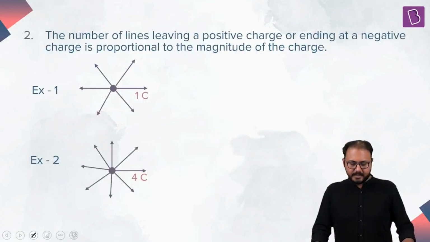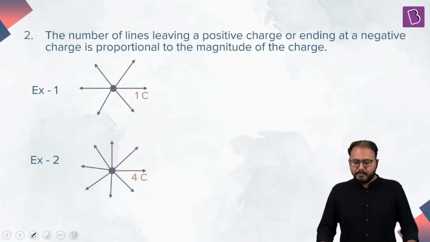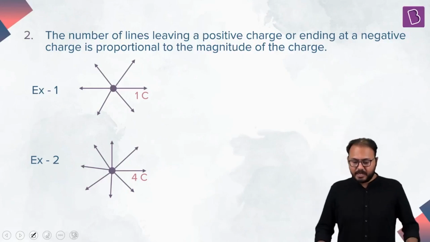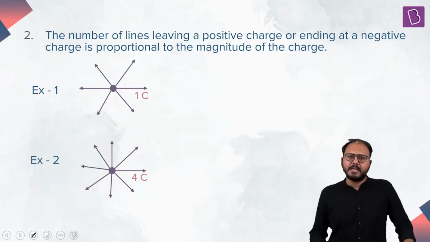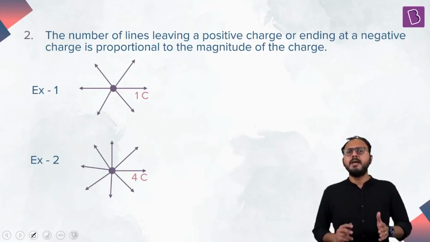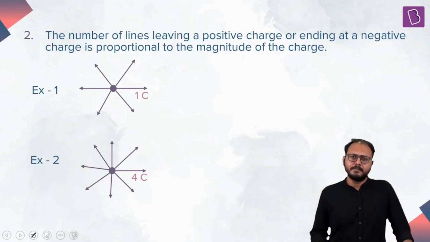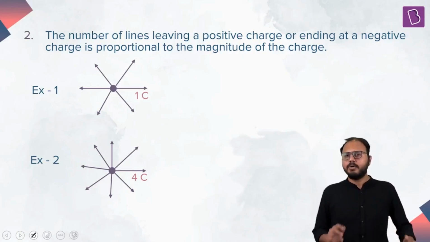Right? Perfect. Next property. The number of lines leaving a positive charge or ending at a negative charge is proportional to the magnitude of the charge. What does it mean? It means, can I actually physically count the number of lines? Or is there a restriction on the value of charge that is allowed that many number of lines to represent? No. So, example 1 coulomb charge, if I have chosen to draw 6 lines coming out of it, am I okay? Am I allowed to do that?